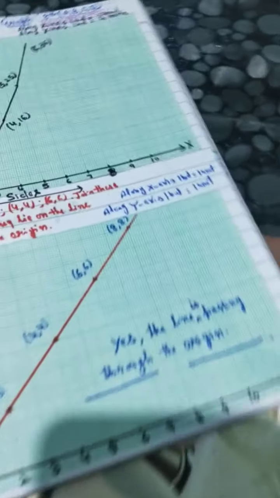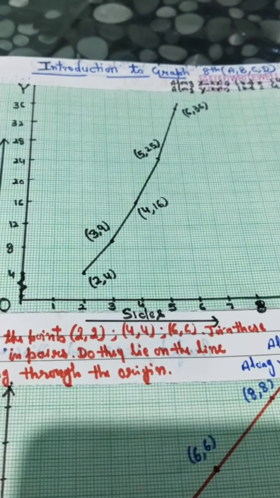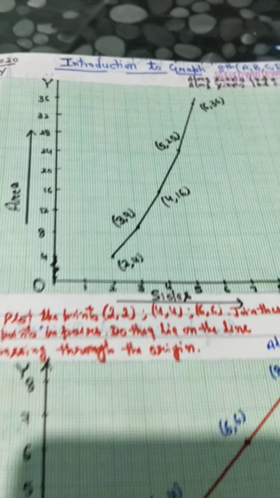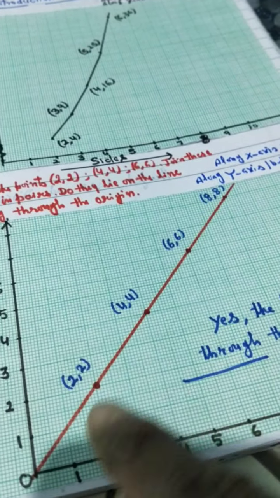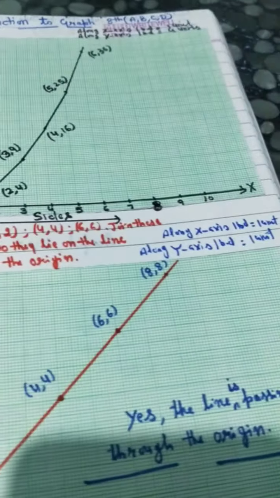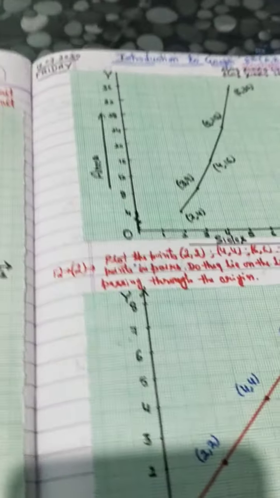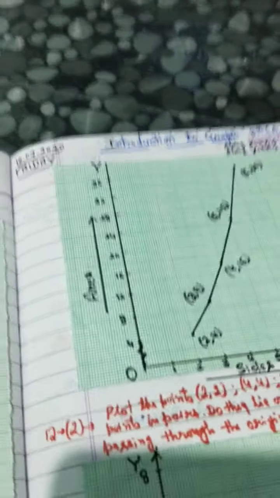Now your question is, do they lie on the line passing through the origin? Yes, all these points, yes, this line is passing through the origin. Yes, the line is passing through the origin. Your answer. So this is the end of your chapter, that is Introduction to Graphs.